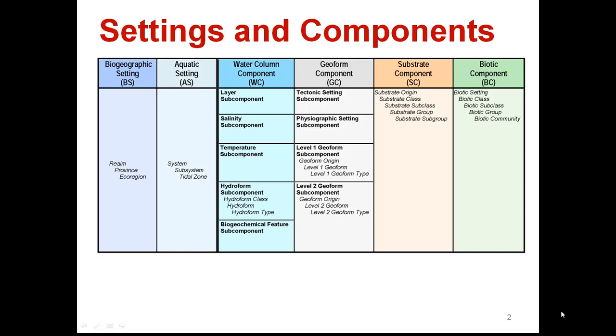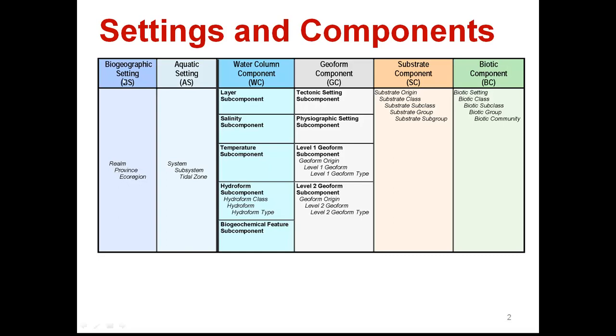And this classification scheme is based around 6 categories: the biogeographic setting, the aquatic setting, the water column component, the geoform component, the substrate component, and the biotic component. And these are arranged in a hierarchy, with the biogeographic setting obviously being a very large scale, moving through to the biotic component at the smaller scale. So what I would like to do today is talk you through each of these components that contribute to this hierarchical classification scheme and what kinds of things we might want to consider in classifying ecosystems.